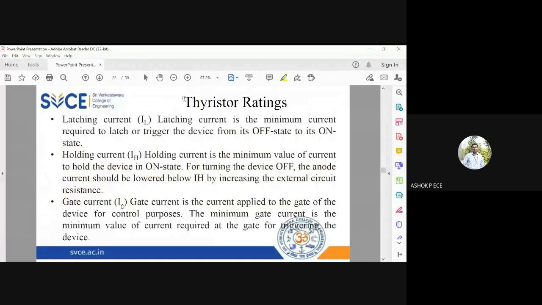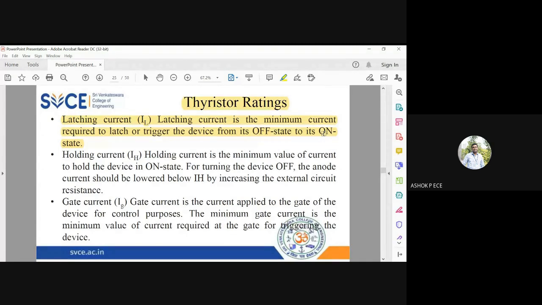of the important SCR parameters we have. So we have to consider those parameters while designing the SCR. The first one is latching current. You know that this is the minimum current required to trigger the device from off state to on state. So it is the minimum current required to switch on the device into on state, or trigger the device to change from off state to on state.